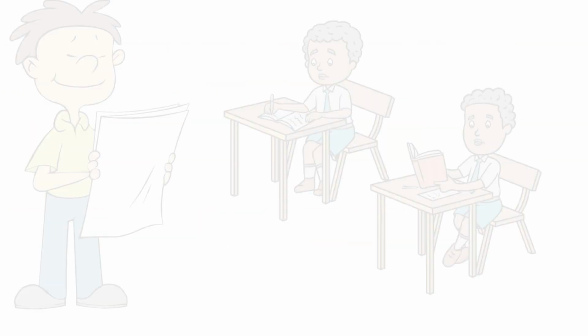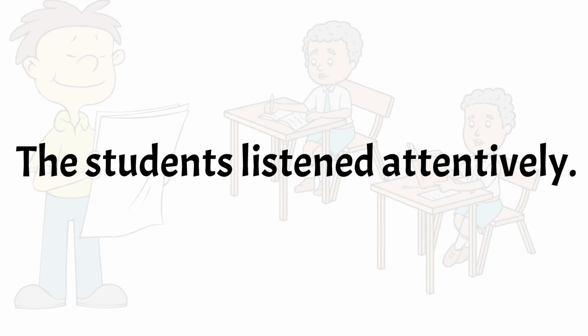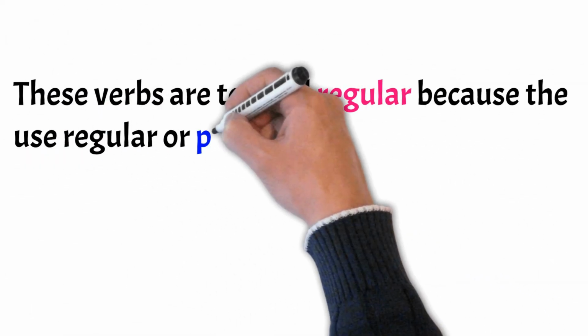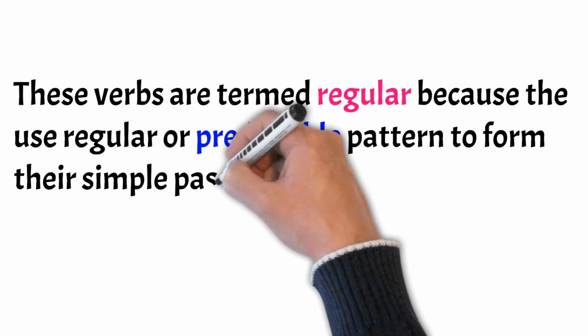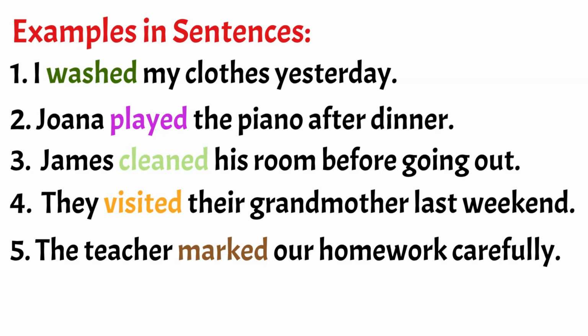Consider the sentence, "The students listened attentively." Here, listened is the regular past tense form of listen. These past tenses, also past participles, were derived following a simple, predictable pattern, so they're called regular. Let's look at how they are used in sentences below.